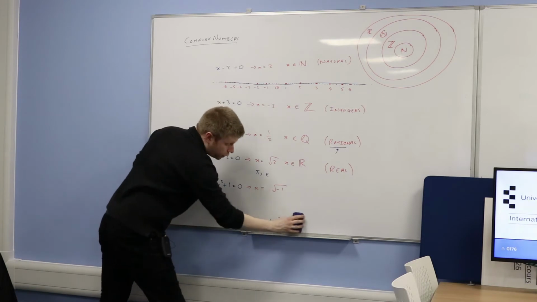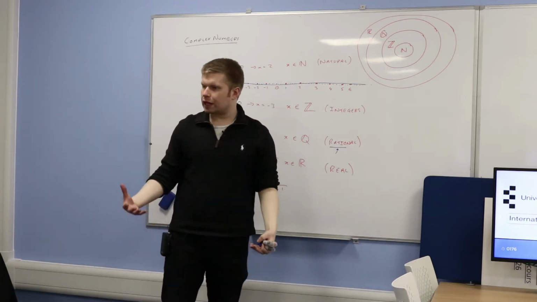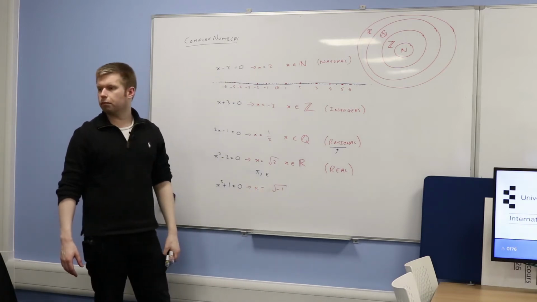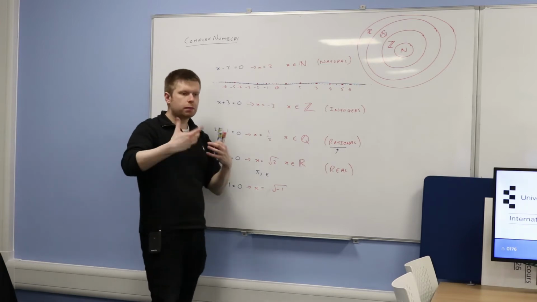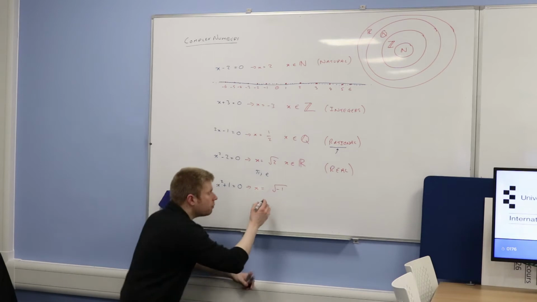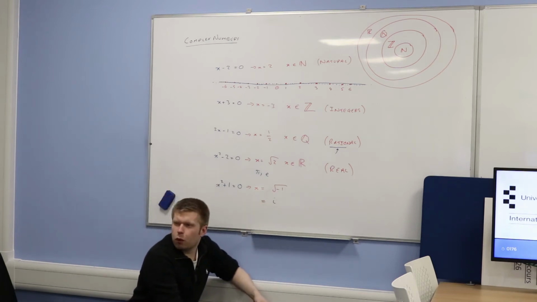So the solution is just give this a name. Let's imagine that there is a number that is equal to square root of negative 1. In other words, a number which, when you times it by itself, gives you negative 1 by definition. And we call this number i. Does anybody know why we call it i? Because it's imaginary. It is, because it's imaginary.